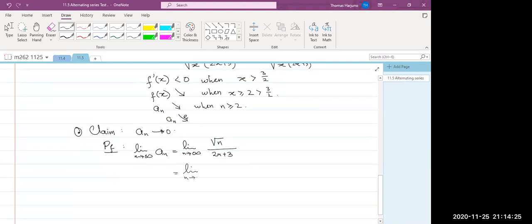Limit n. I don't think I can use L'Hopital's rule. No, don't use L'Hopital's rule. You cannot use L'Hopital's rule on a sequence. That's equal to, this is square root of n. The limit as n goes to infinity of 1 over 2 square root of n plus 3 over square root of n. That is 0.